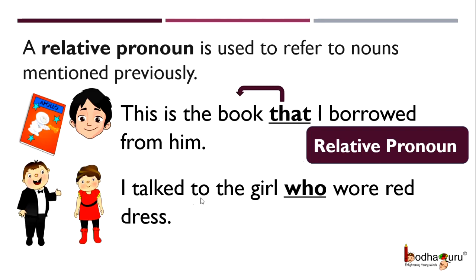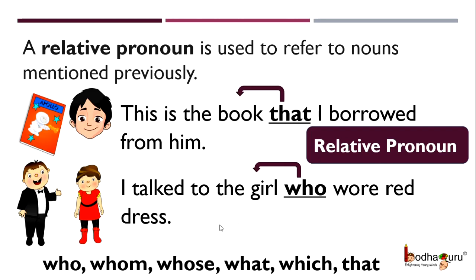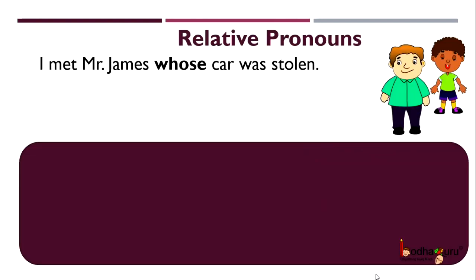Another example. I talked to the girl who wore red dress. Now here, who refers to girl, which is the noun which was mentioned previously in the sentence. So, pronouns like who, whom, whose, what, which, that, etc., which refer to the nouns previously mentioned in the sentence are relative pronouns. In case you are confused, let us understand in a better way.